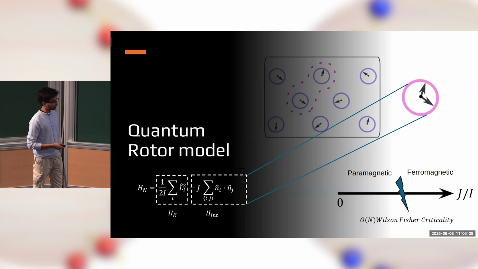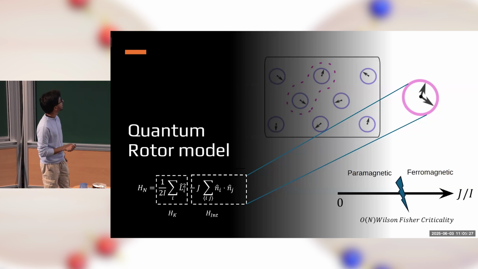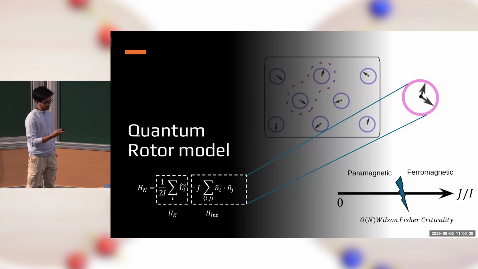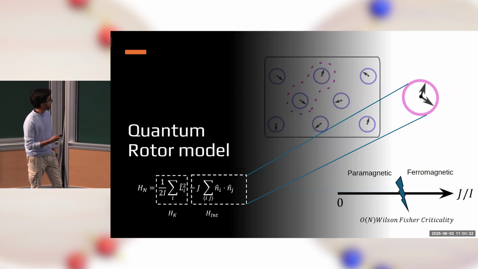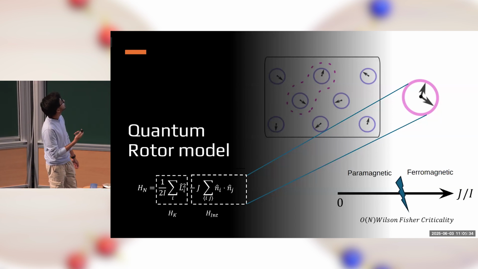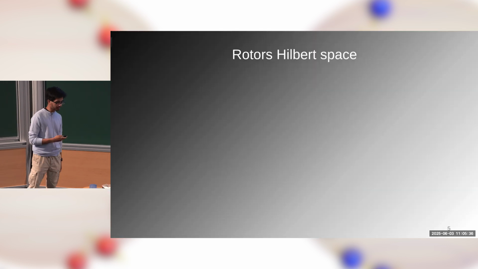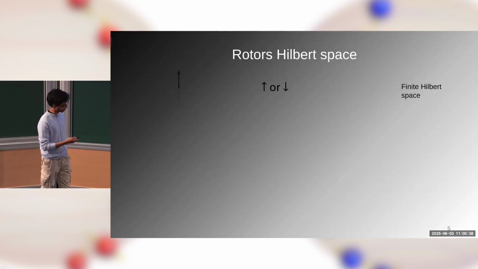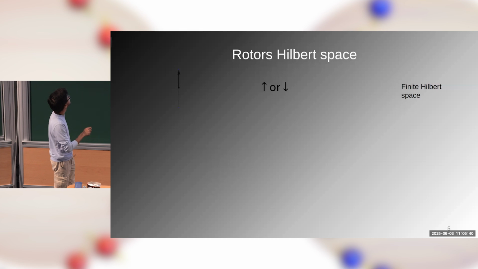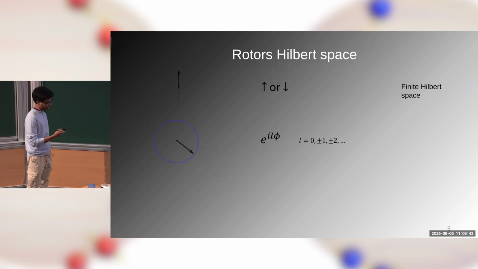And since we want to study this model numerically, first thing we are concerned about is the Hilbert space of this. So for one rotor, the Hilbert space is just up or down, so it's a finite Hilbert space. But already at the O2 rotor, you have an infinite Hilbert space, and you need to truncate it.